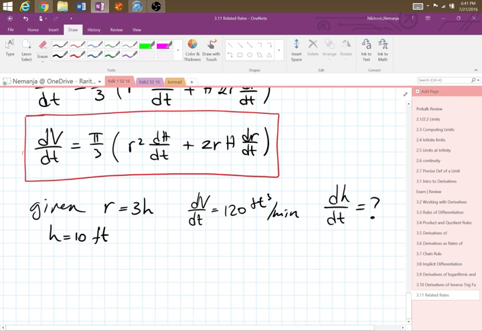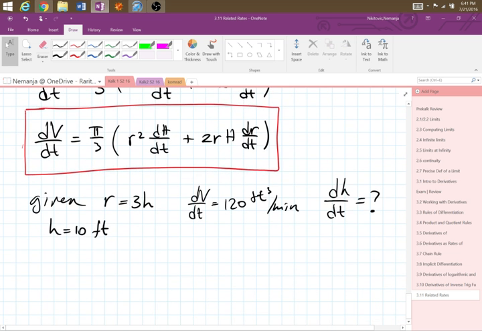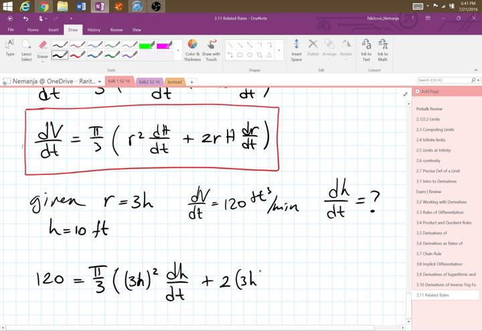Well, I have my formula. All I need to do is to plug everything in. dV/dt, that's coming in 120. Good. Equals pi over 3, open parenthesis. I don't have r anywhere. So 3h squared. Thank you. dh/dt, well, that's what we are looking for. Awesome. Plus 2 times, oh, there's r again, so that's 3h, and then times h. And then I don't have the dr/dt either.